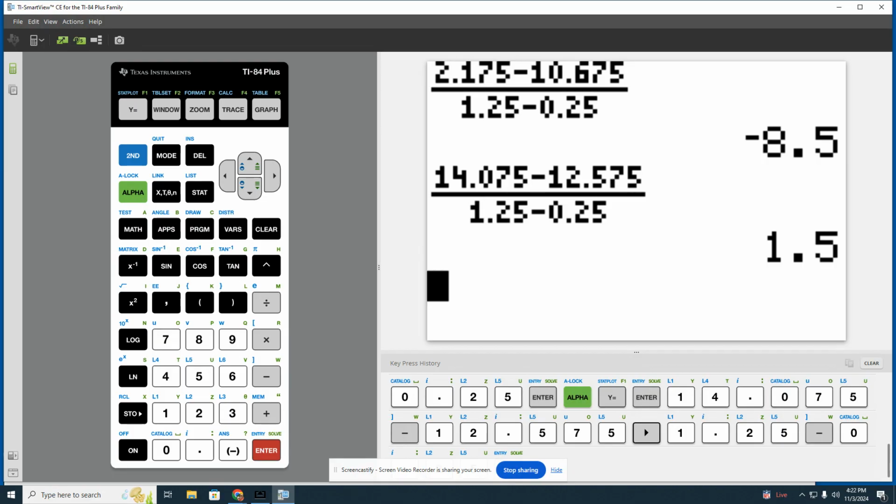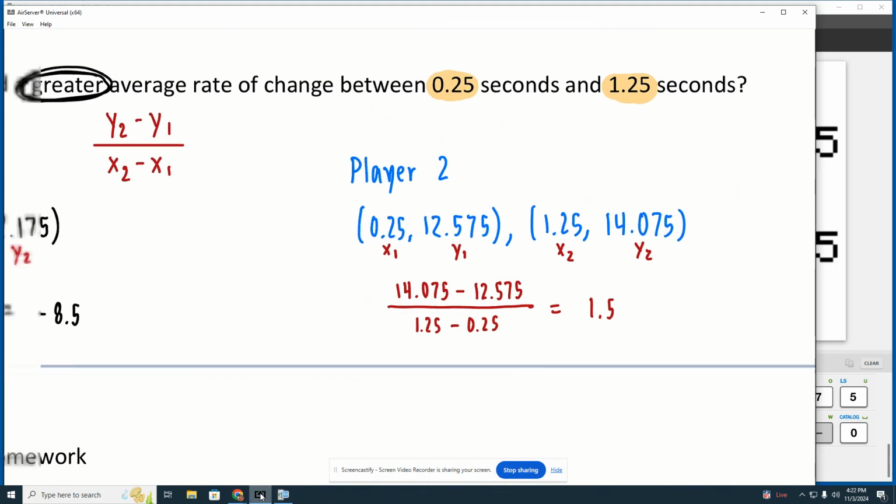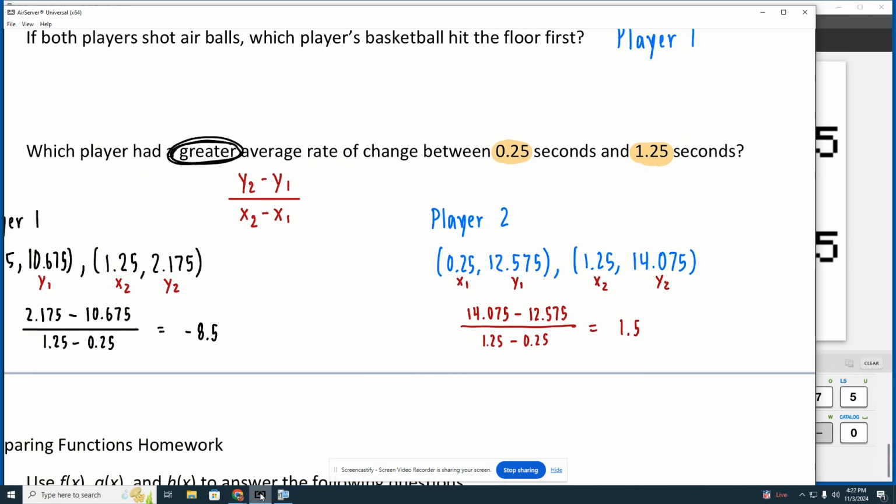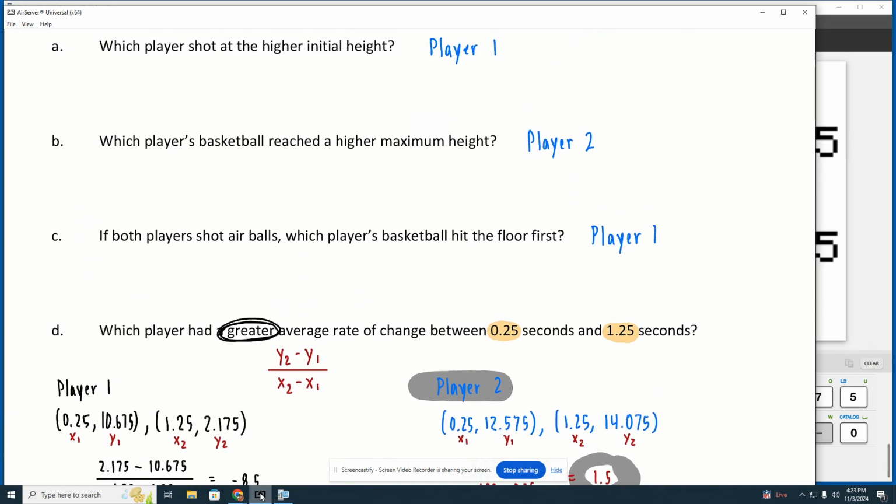So let's go back to the paper. The question asks, well, hey, which one has a greater average rate of change? Now, when I see greater, that means bigger. So bigger, if you're comparing positives to negatives, well, there's a no-brainer, okay? The one that's greater is the one that's bigger. So that's going to be player 2. Player 2 has a greater average rate of change because it was positive, where the other one was negative.